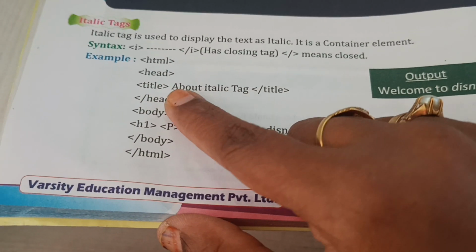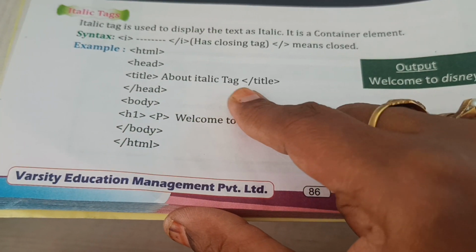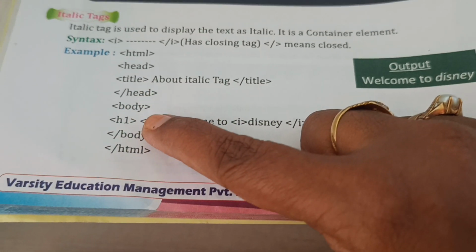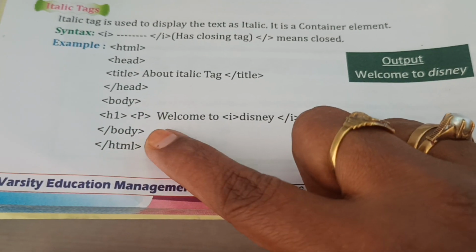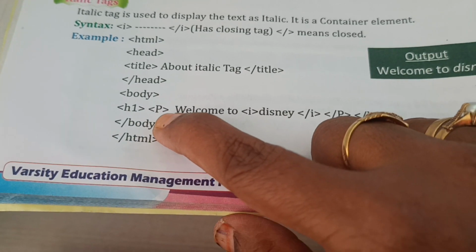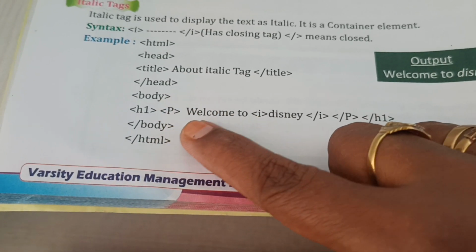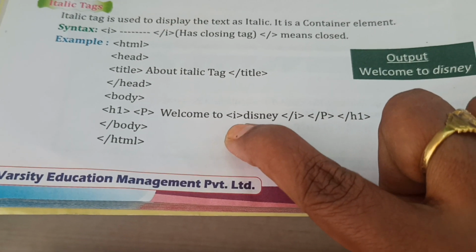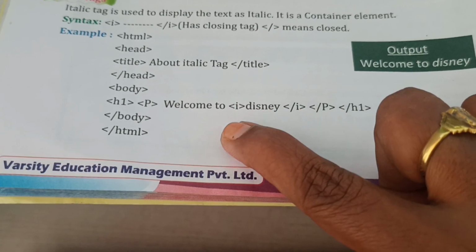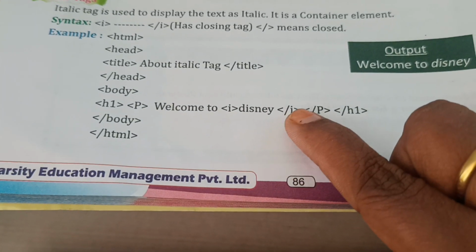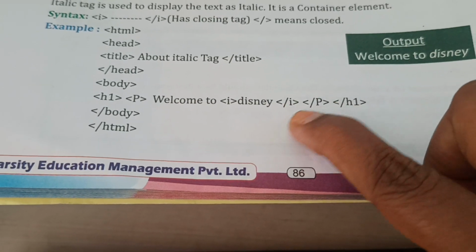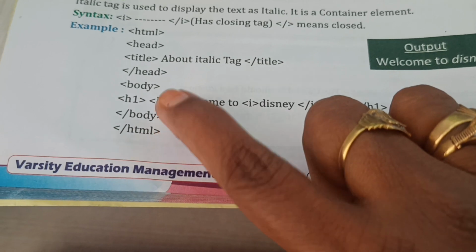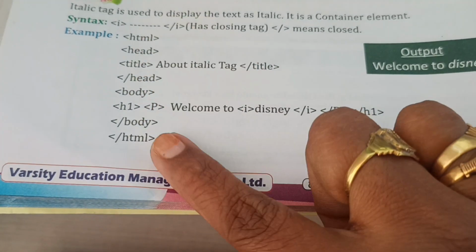HTML, head, title: about italic tag, title closing bracket, head closing bracket, body, heading 1. This is the paragraph, that's why we write P. Welcome to, this is the normal text. I, Disney. This word only is completely in italic mode. Now italic closing bracket, paragraph closing bracket, heading closing bracket. Now body closing bracket, HTML closing bracket.